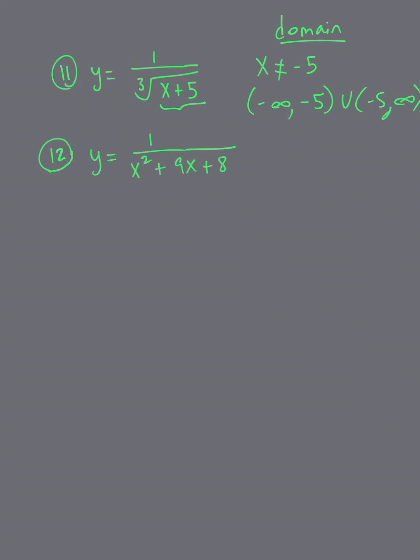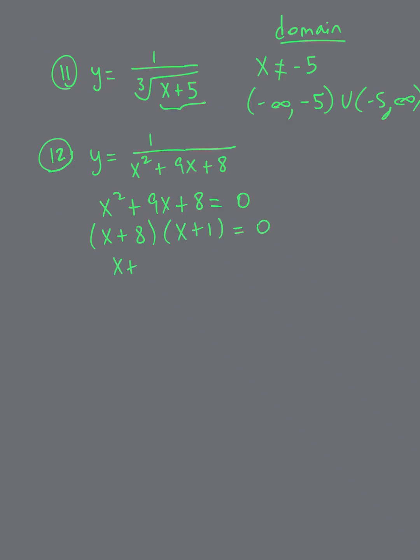The next example, y equals 1 over x squared plus 9x plus 8. It might be a little bit harder to figure out what would make the denominator 0. So you can set your denominator equal to 0 and solve for it. In order to solve a quadratic equation, you can use factoring or the quadratic formula or even graphing. But this one is fairly easy to factor, so you probably want to solve it by factoring. This is x plus 8 times x plus 1 equals 0.